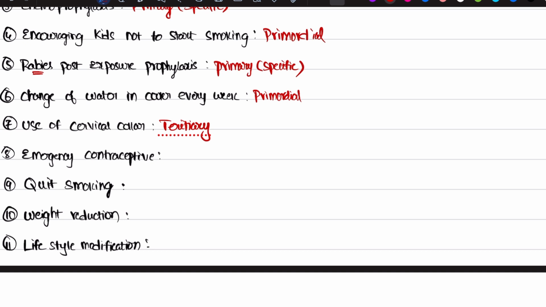It comes under primary. Okay, primary, what does it come under? We don't give the emergency contraceptive for the whole community. We are just giving it for an individual. So it comes under specific level of prevention. And here these all three, never primordial.